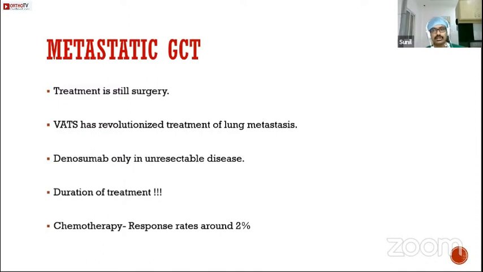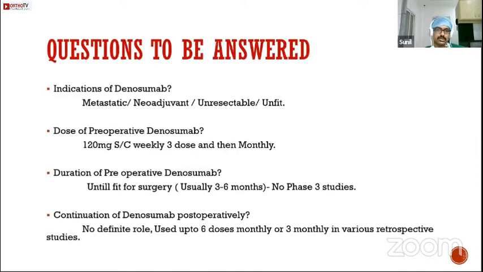Chemotherapy response rates are around 2%. So I would like to not confuse you; I would like to answer some straightforward questions about using this targeted agent. The indication for denosumab remains only in metastatic, neoadjuvant, unresectable, or unfit patients. In all others, surgery becomes the mainstay of treatment.